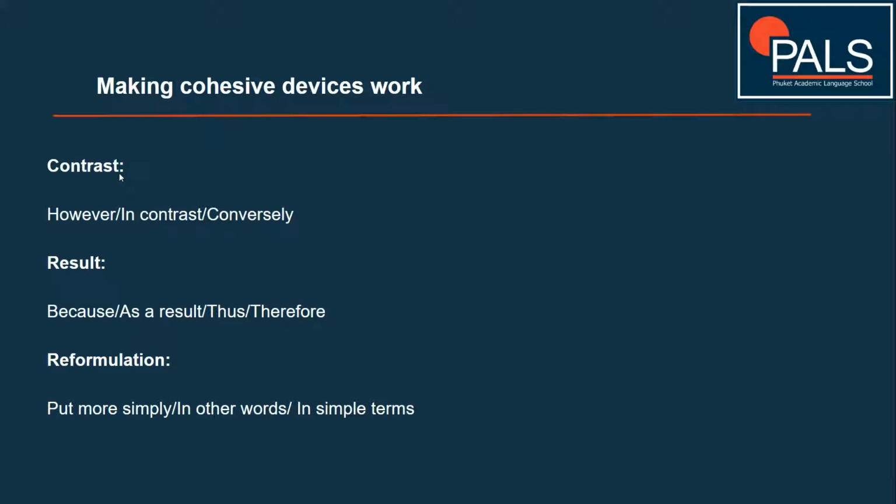You can practice these things in your free time. Also, you can use a reformulation. Okay, so again, that might be when you have written a topic sentence, you've explained it, you've given an example, maybe you think your example is a little bit complex, and you want to reformulate it slightly to put it into words that are a little bit easier to understand. You can use phrases such as put more simply, or in other words, or in simple terms.